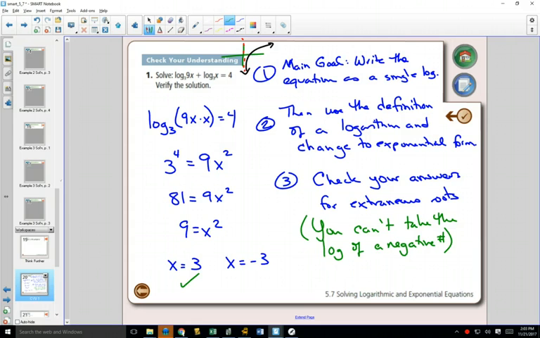But with negative 3, if I plug negative 3 into the first one, 9 times negative 3 is negative 27. Can't take the log of a negative number. You don't even have to check any further. We know that that is an extraneous root.